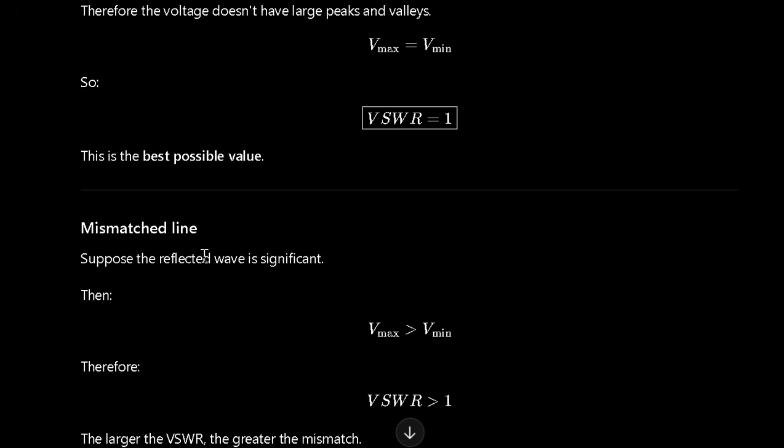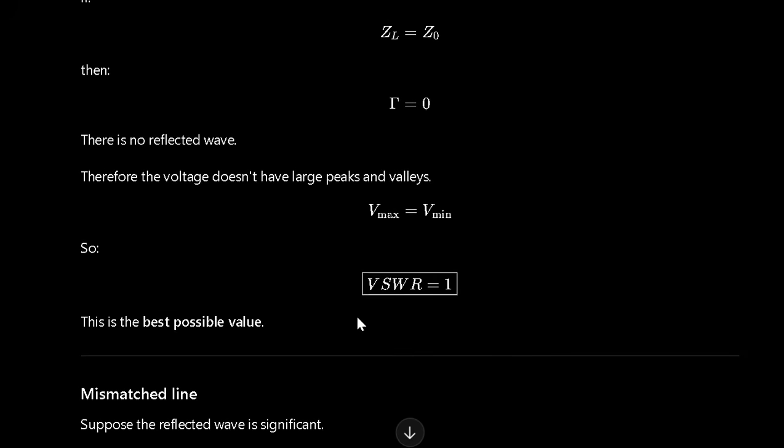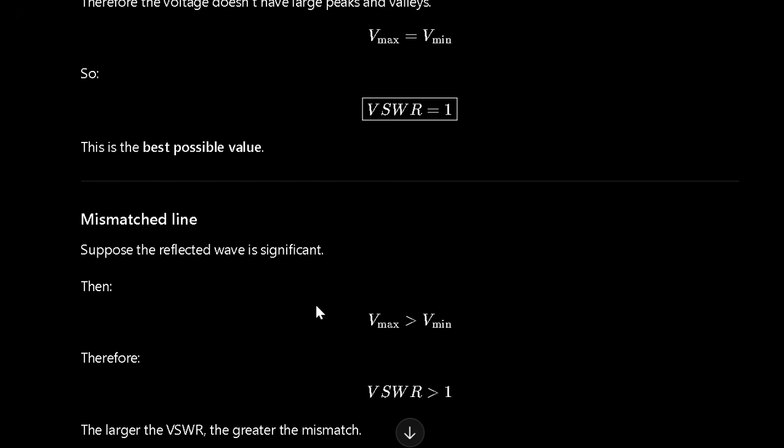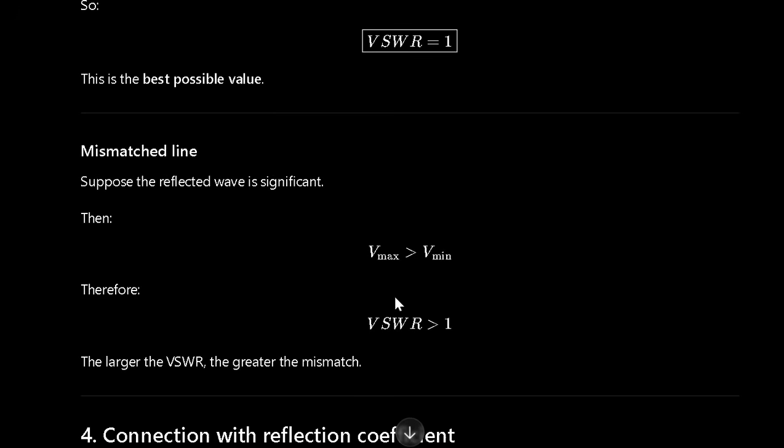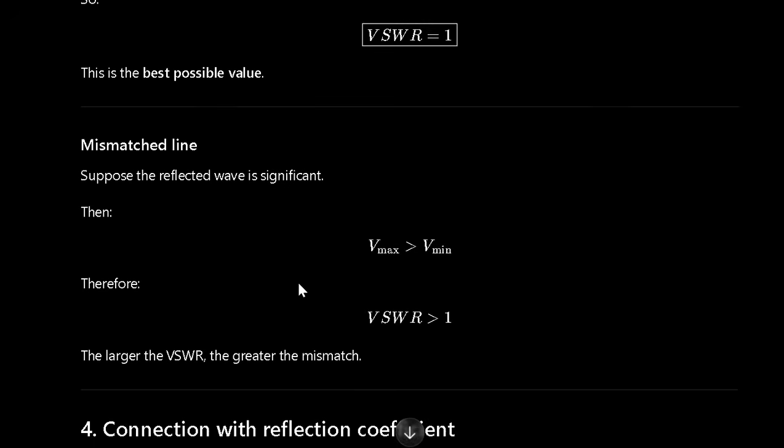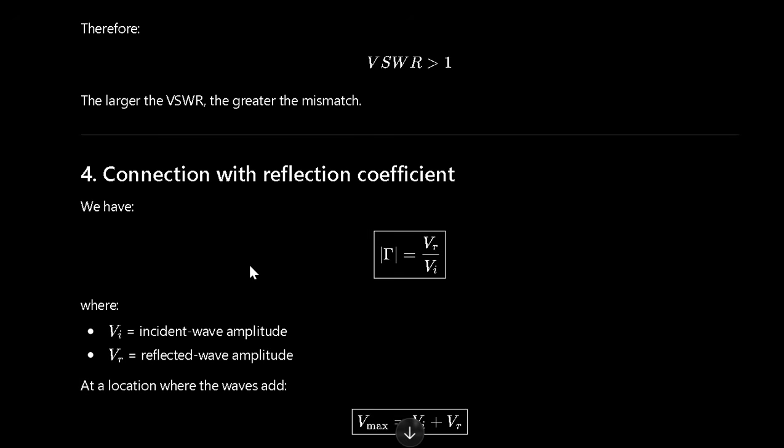This is for a matched line. For a mismatched line, suppose the reflected wave is significant, then Vmax is greater than Vmin. Therefore, VSWR is greater than 1. Vmax by Vmin is increased, right? It has a value greater than 1. The greater the value, the greater the mismatch.